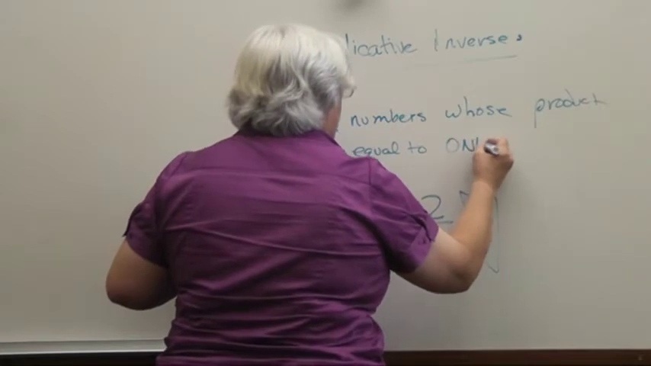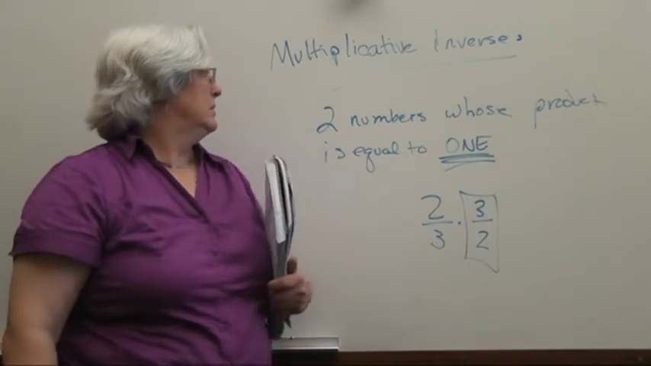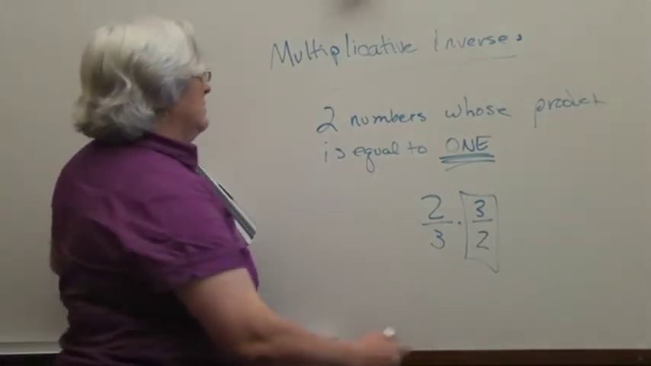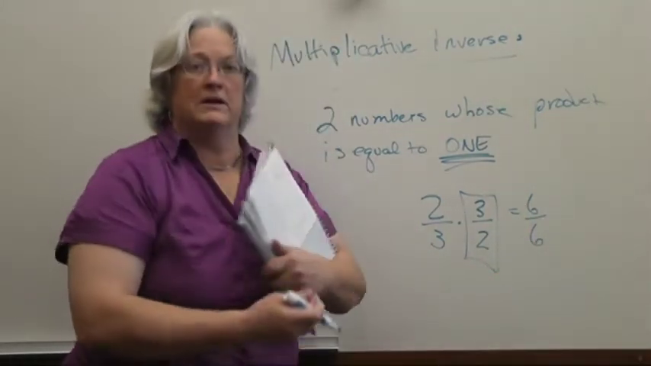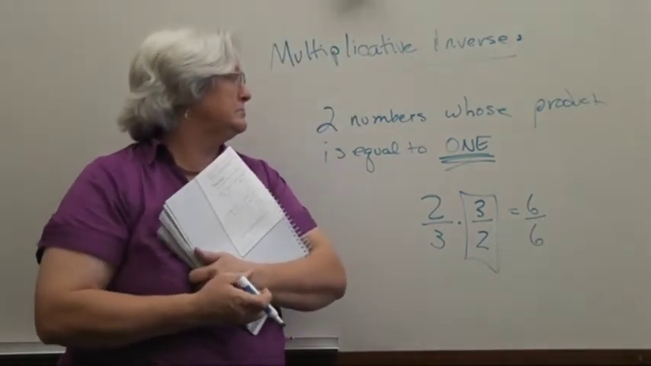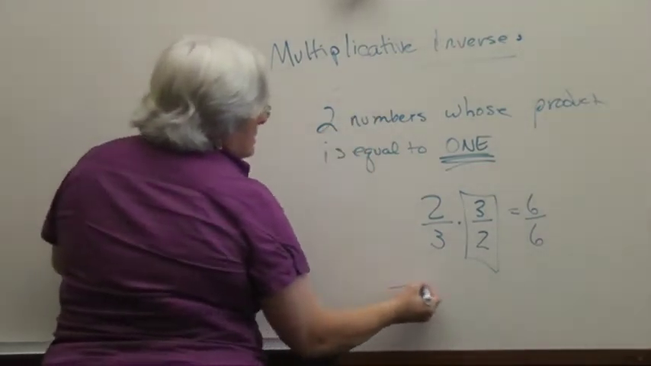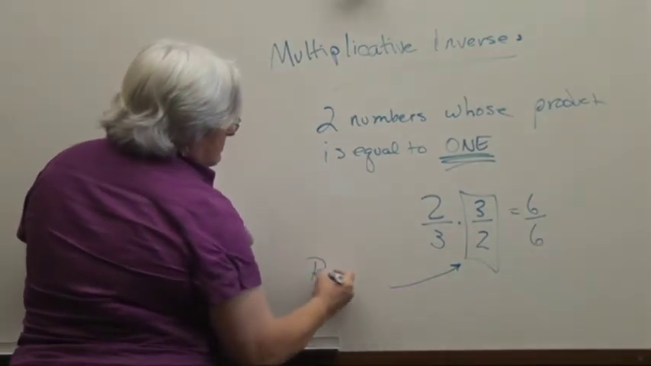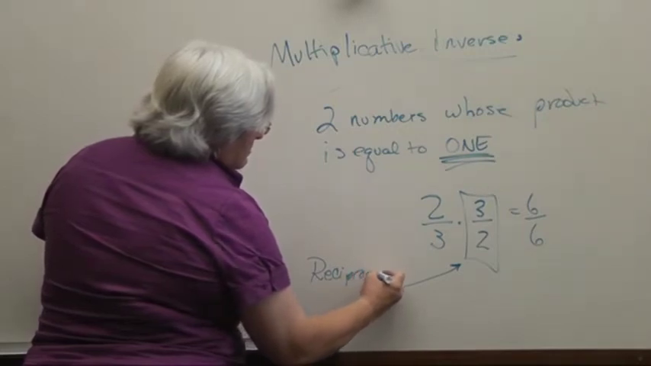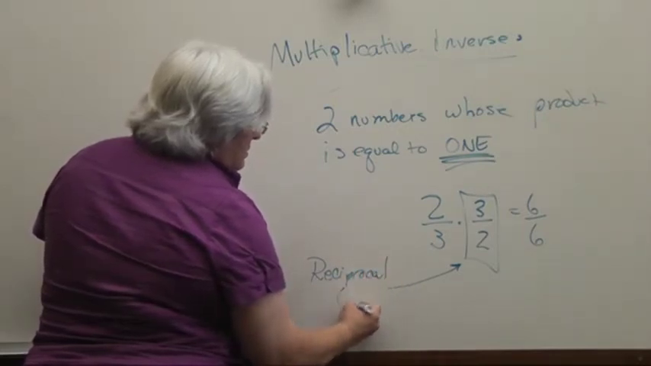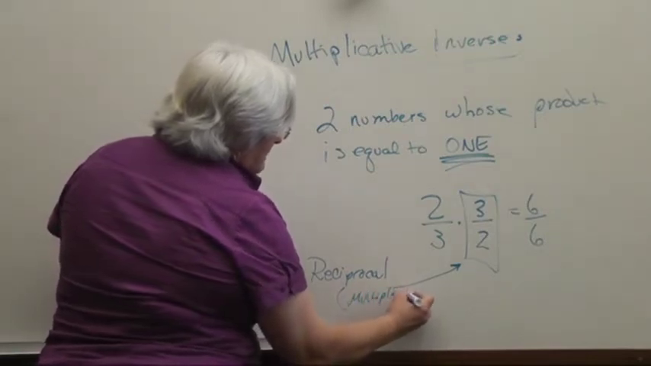I'm not going to go back and correct this video though. At the moment, two numbers whose product is equal to 1. It's equal to 6 divided by 6. Okay? The reciprocal of a number is what you think of when you're talking about a multiplicative reciprocal. It's also the multiplicative inverse of a number.